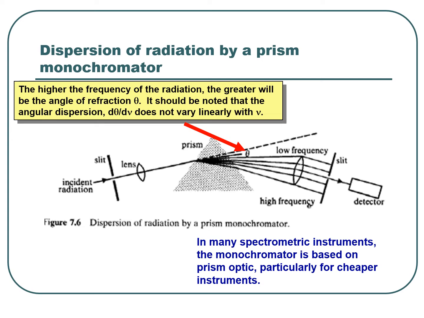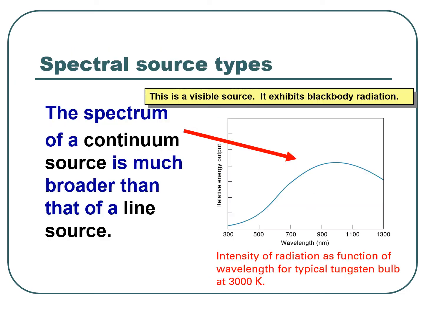Class, in many spectrometric instruments, the monochromator is based on prism optics. Particularly for the cheaper instruments, they use prism optics.